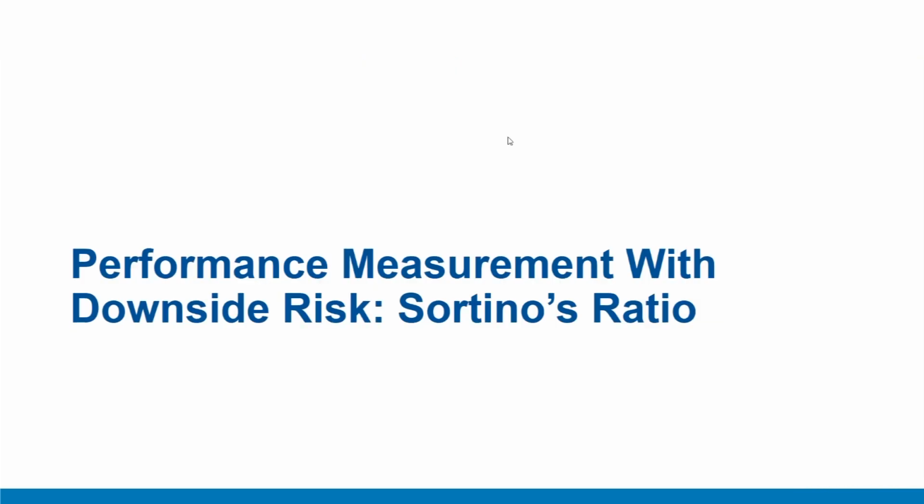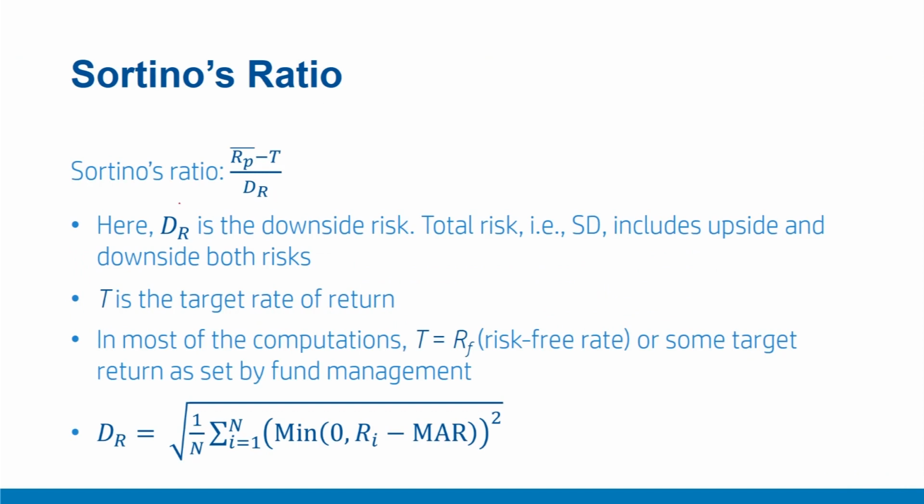Performance measurement with downside risk, Sortino's ratio. In this video, we'll discuss a very important measure of portfolio performance, which is Sortino's ratio. The measure captures the downside risk of the portfolio. To begin with, Sortino's ratio's formula is shown here: RP bar minus T upon DR. DR here is a very important term. Unlike other performance measures that we have discussed till now, DR only captures the downside risk.